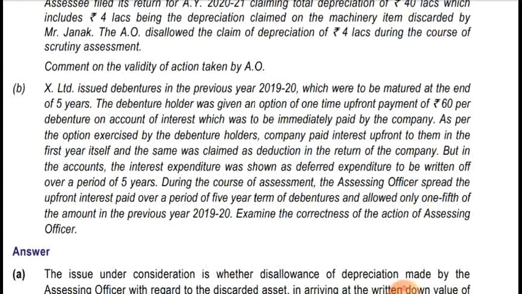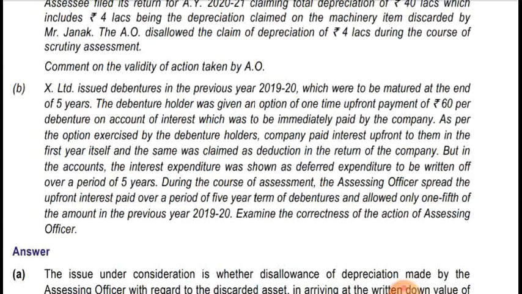So the entire amount of interest which has been paid in the first year upfront, the company is claiming deduction on that. But in the accounts, the interest expenditure was shown as deferred expenditure to be written off over a period of 5 years. In accounts we do a different thing, because it is written off over a period of 5 years. During the course of assessment, the assessing officer spread the upfront interest paid over a period of 5 years, the term of the debenture, and allowed only 1/5 of the amount in the previous year 19-20. Examine the correctness of the action of the assessing officer.